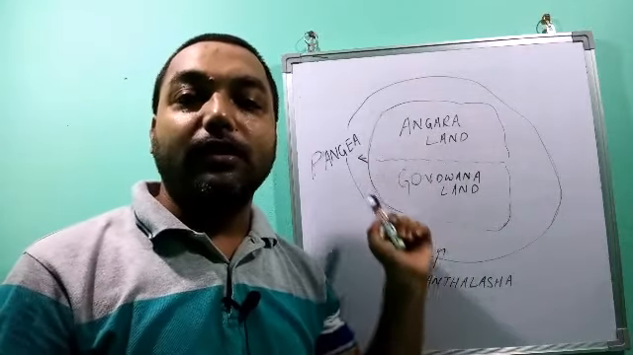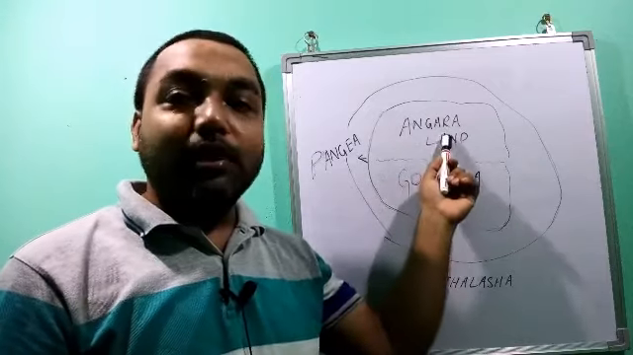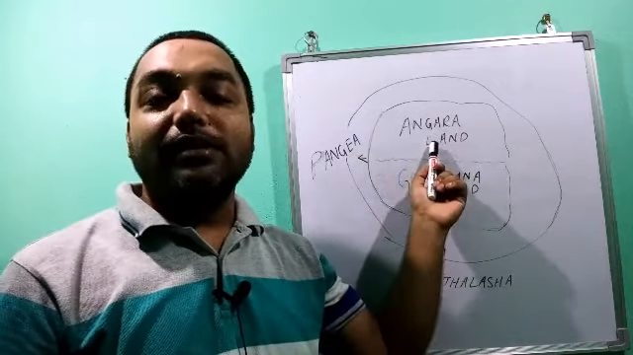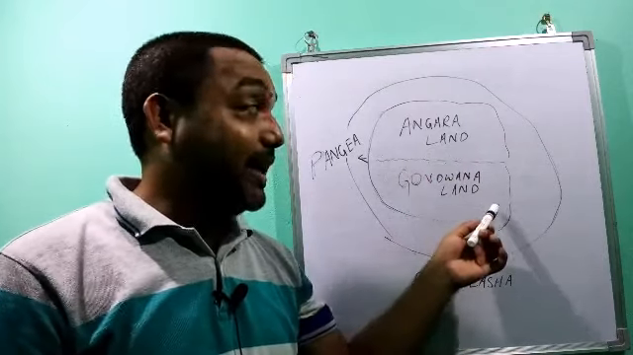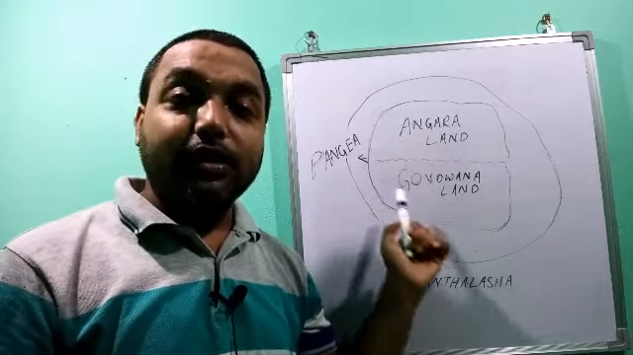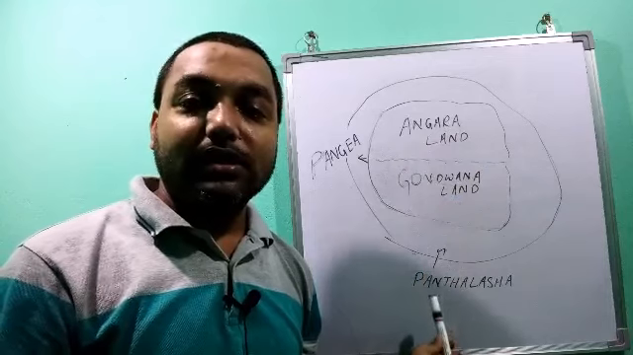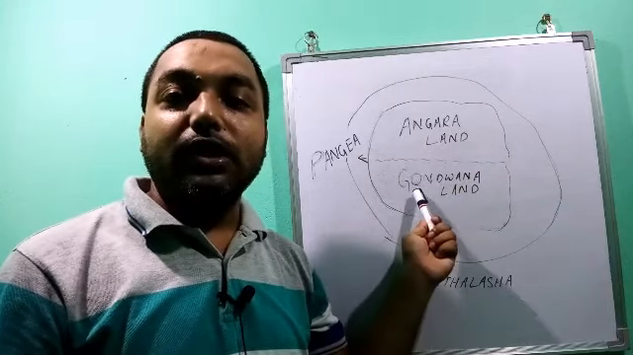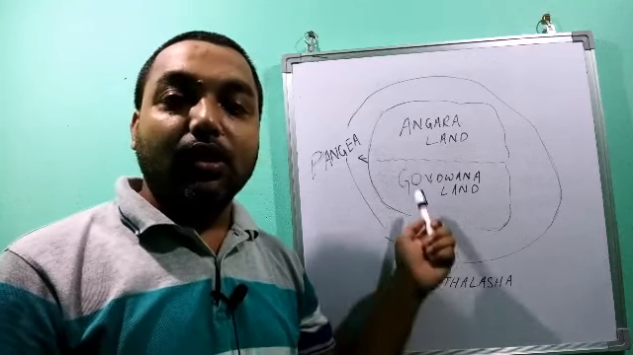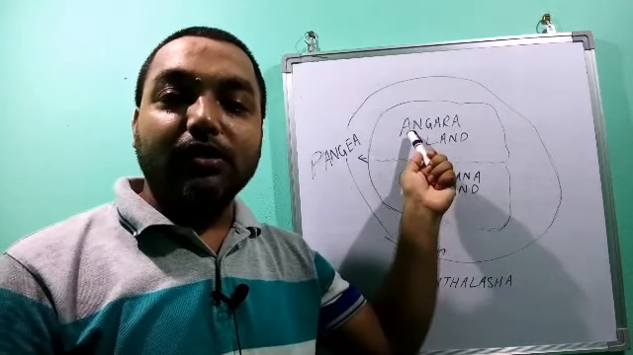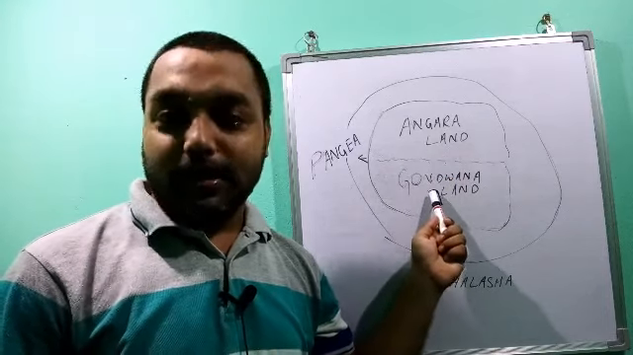This is a supercontinent. The name of this supercontinent was Pangaea. This supercontinent was divided into two parts, the northern part and the southern part. The supercontinent was surrounded by an ocean or sea, you can say a big ocean. It was named Panthalassa. So the continent was Pangaea and the ocean that surrounded it was Panthalassa. The northern part was called Angara land and the southern part was called Gondwana land.